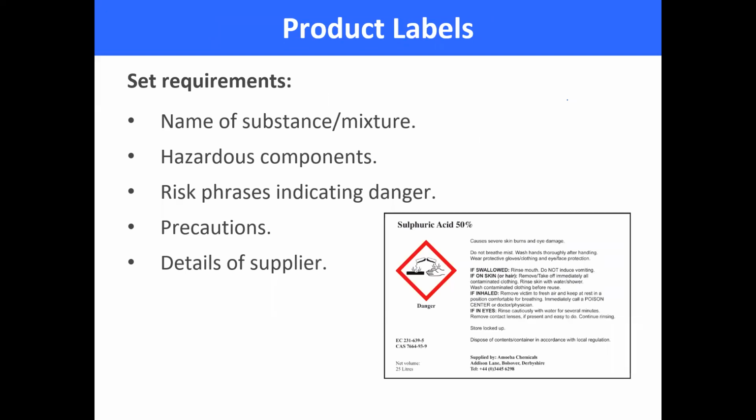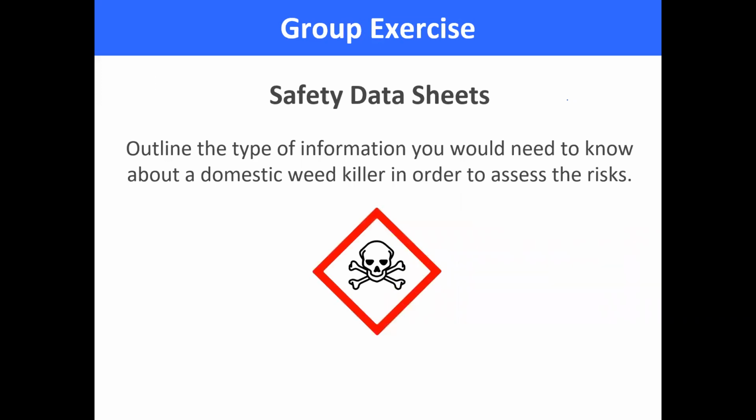Product labels, this is a very, very important control measure to help control hazardous chemicals or dealing with hazardous substances. So we need to know, on the product label, there should be the name of the substance, hazardous components of that substance, any risk phrase which indicates the danger of that substance, and the precautions and details of the supplier. Safety data sheet, also known as MSDS, material safety data sheet. So SDS, safety data sheet, and MSDS, material safety data sheet, are one and the same thing.